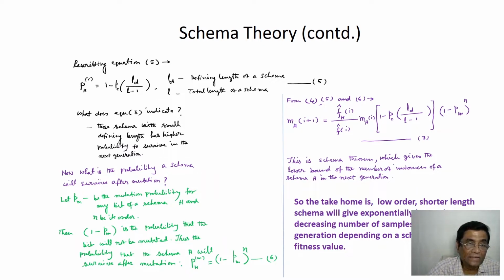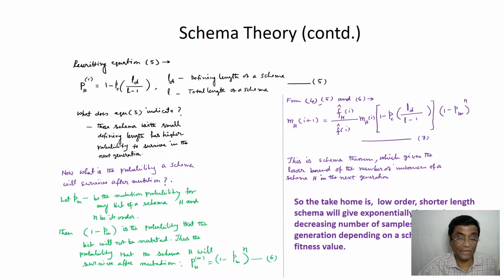So we are rewriting the same equation, right? What does equation 5 indicate? As I told you, those schema with smaller defining length have a higher probability to survive in the next generation, because this term will be smaller and smaller. So 1 minus small, that probability will be high, right?